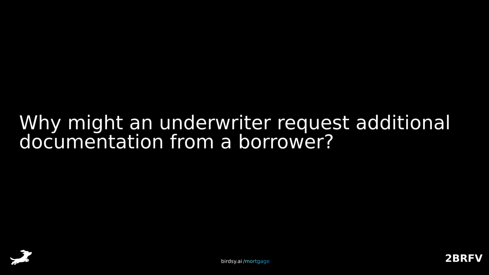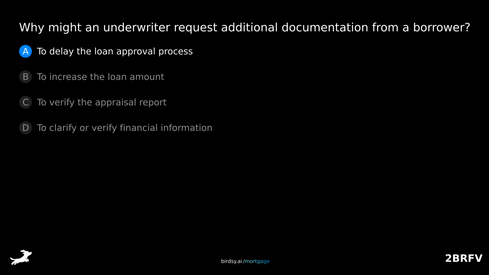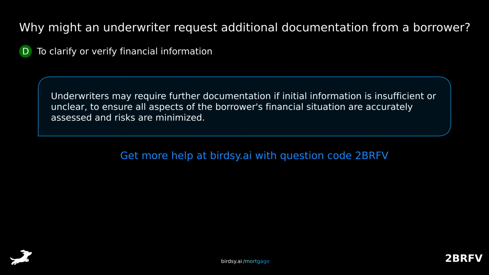Why might an underwriter request additional documentation from a borrower? Is it A, to delay the loan approval process, B, to increase the loan amount, C, to verify the appraisal report, or D, to clarify or verify financial information? The answer is D, to clarify or verify financial information. Underwriters may require further documentation if initial information is insufficient or unclear, to ensure all aspects of the borrower's financial situation are accurately assessed and risks are minimized.